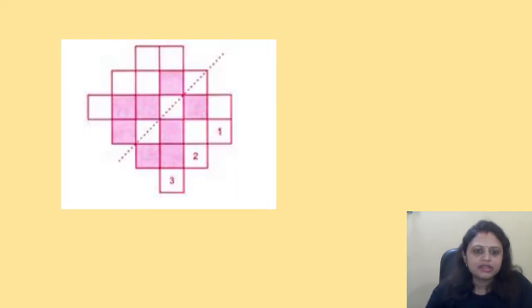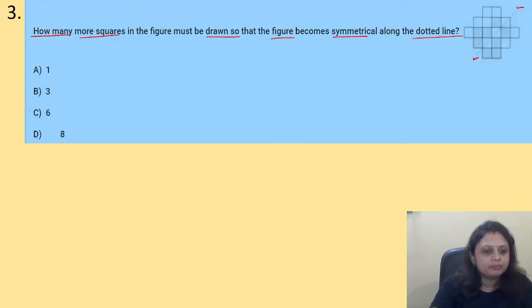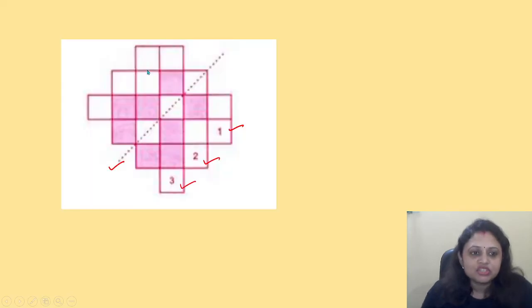So here these are the squares, right? So these are the squares, that is square number 1, 2 and 3, which we need to draw so that this structure line will become the line of symmetry, right? So the correct answer, that is option B 3. Got it? Coming to the next question.